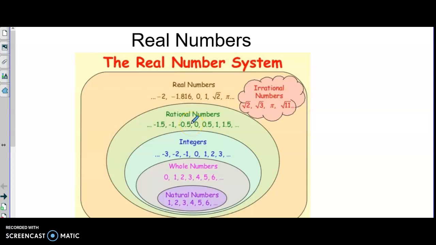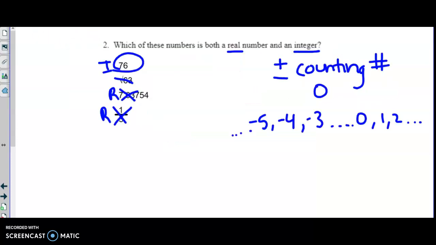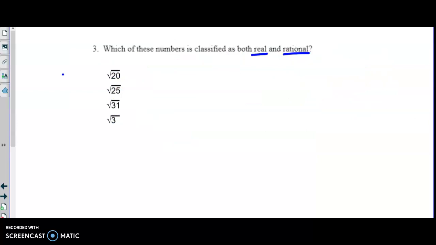All that matters is that the decimal has to terminate, it has to end. So let's look at these and see which one's rational. I don't know the square root of 20. I'll have to put that in the calculator. I know the square root of 25 is 5. I don't know the square root of 31, and I don't know the square root of 3. So before I even put them in the calculator, I know the only one that has a nice, pretty answer is this one. So that is going to be rational because I can write it as a fraction, 5 over 1.